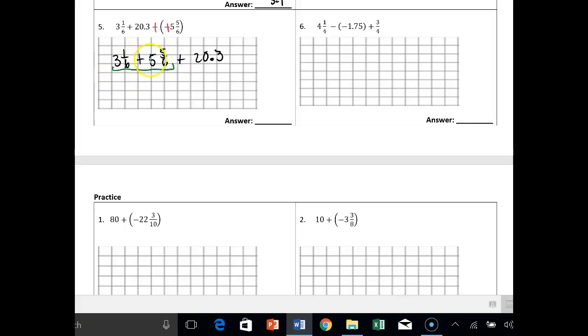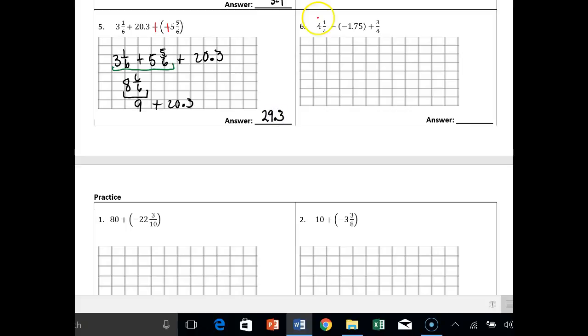Let's see what works out here, right? Here, if I do 3 plus 5, that's 8. And 1 plus 5, that's 6/6. And I can do that because I have common denominators. So really, this is 9, right? 8 plus this is 1 whole. So 9 plus 20.3. And look, I don't even have to do anything crazy with changing that decimal to a fraction, because 20.3 plus 9 is just simply 29.3, right?